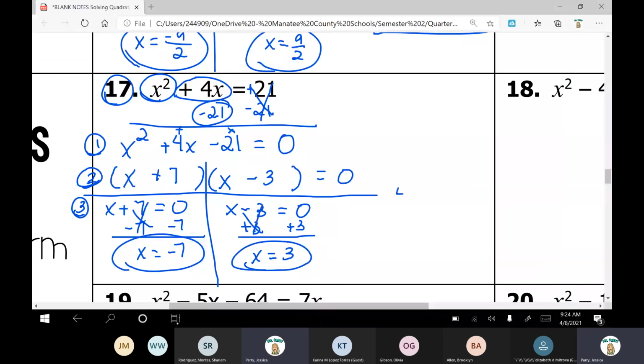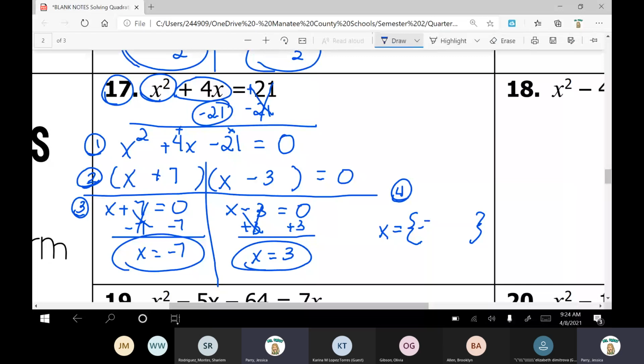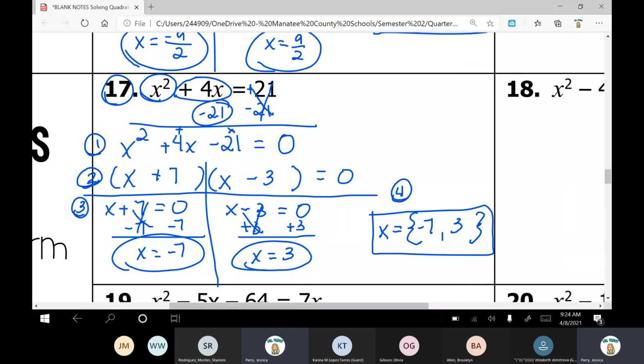Then we've got step 4. Put it in the squiggly brackets. We're going to do the smaller number first. So first is negative 7, then the positive 3. And then there would be your final answer there for number 17.